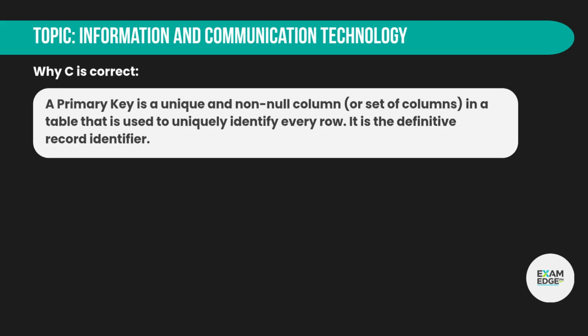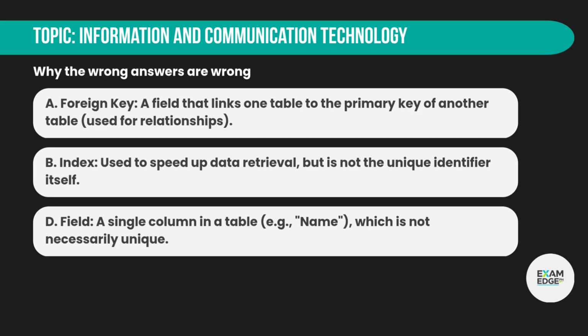Why C is correct? A primary key is a unique and non-null column, or set of columns, in a table that is used to uniquely identify every row. It is the definitive record identifier. Why the wrong answers are wrong? A. Foreign key. A field that links one table to the primary key of another table, used for relationships. B. Index. Used to speed up data retrieval, but is not the unique identifier itself. D. Field. A single column in a table, e.g., name, which is not necessarily unique.